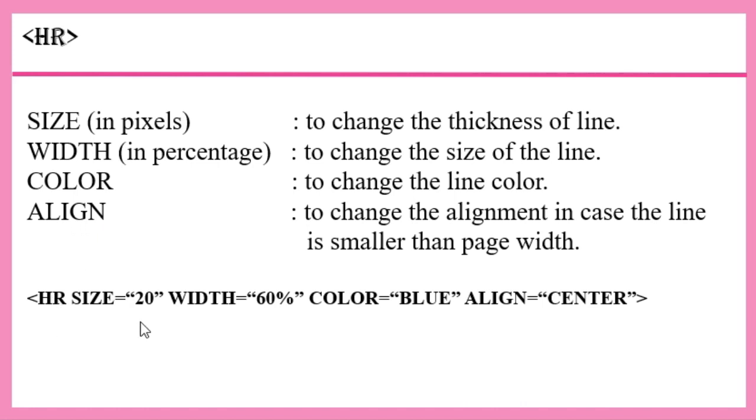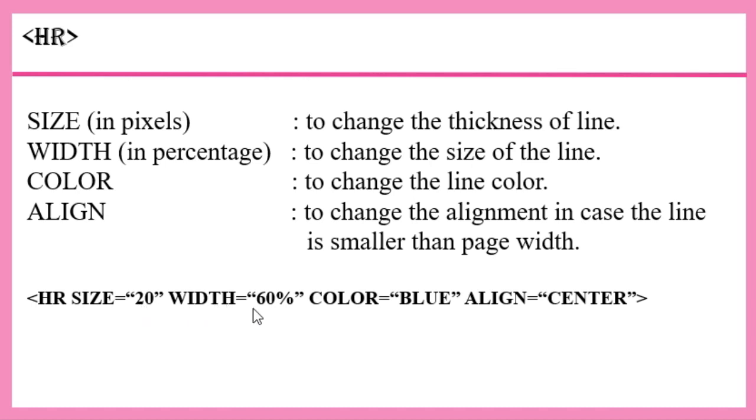Here is an example. HR size is equal to 20. So here size is the attribute name and 20 is the attribute value. We have to assign the attribute value to the attribute name with the help of equal to symbol. And you have to mention the attribute value with the help of double quotations.